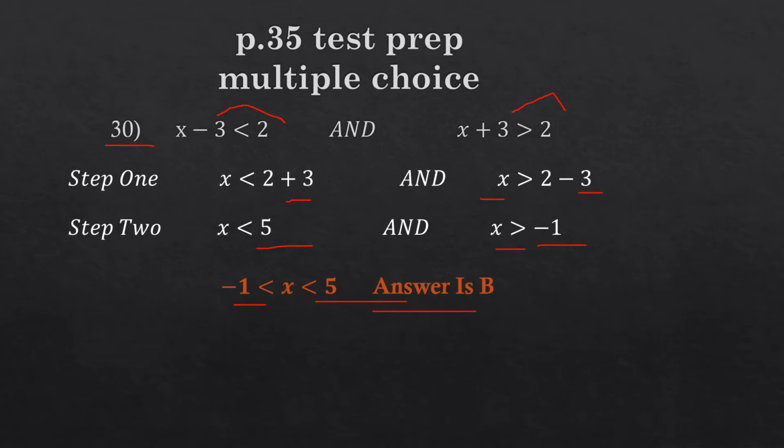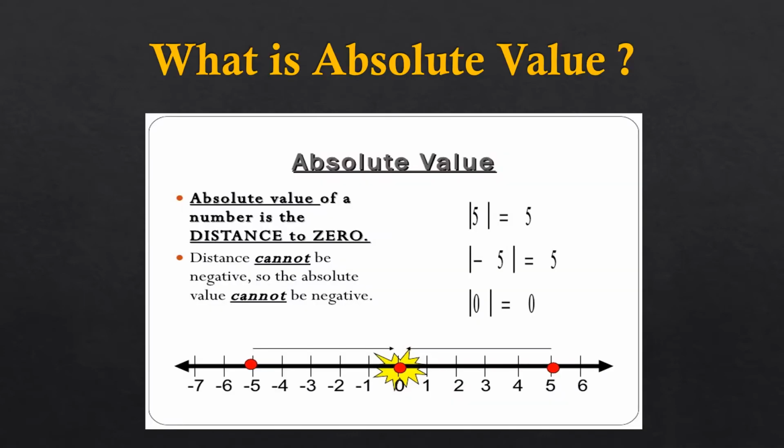and smaller than 5. So let's start with today's lesson, which is about absolute value. The definition of absolute value is: the absolute value of a number is the distance to 0. Distance cannot be negative, so the absolute value cannot be negative. So for example, the absolute value of 5 is 5. A negative 5 is also 5.